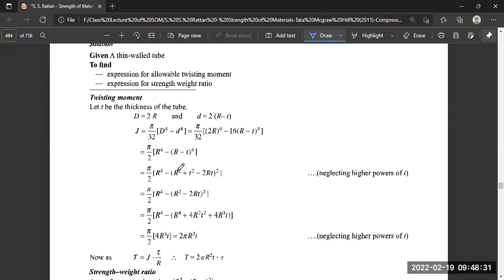This relation is reduced to (R square minus 2 into R into t) whole square, where the square of t is eliminated or neglected. So this relation becomes R square minus 2 into R into t. This is the important thing we have to understand, because otherwise the calculation will be too complicated. So put it here, R to the power 4 minus this square. This will reduce to pi by 2 into 2 R to the power 3 into t, that is, 2 pi R to the power 3 t.